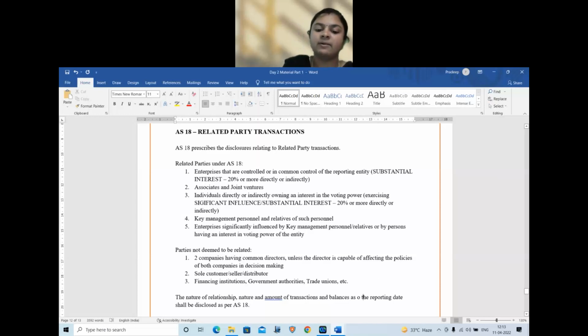Is it receivable balance, payable balance, if you have any asset or liability? So that needs to be disclosed. So 3 items to be disclosed under AS 18. Yes, ma'am. What is called deemed related?